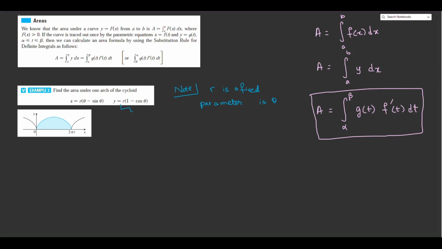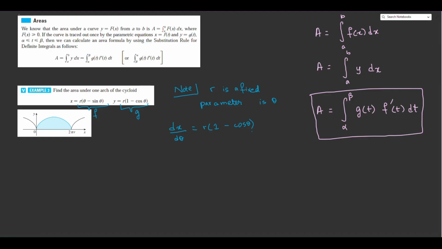This function will be our y, you can say this is g, and this function is f. But look at this formula: we need the derivative of f, or you can say the derivative of x. So first of all, we need to find dx by d theta. R will come here as it is. The derivative of theta is 1, and the derivative of sine theta is cosine of theta. So dx by d theta equals r times 1 minus cosine of theta.